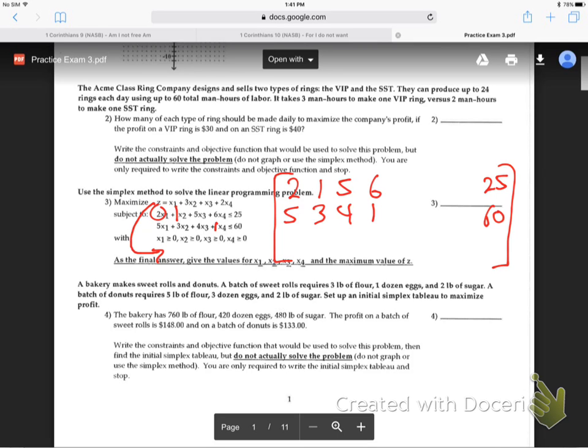Everybody got the Simplex program working on their calculator? Or, if you have a Casio, you learned how to do it by hand, or you have the TI 89 or the 92 or whatever, you figured out how to do it? I'm hoping.